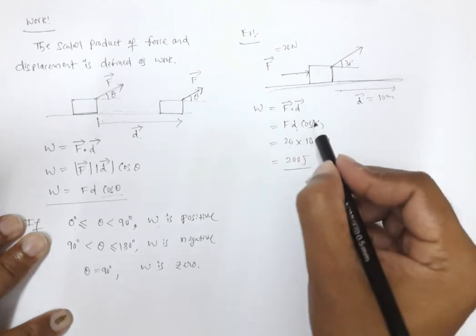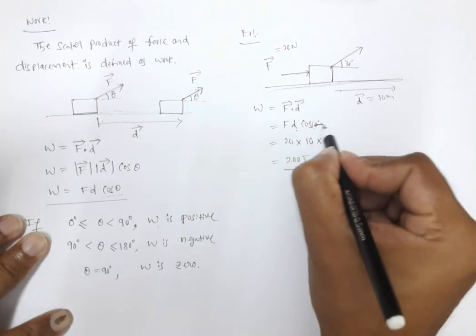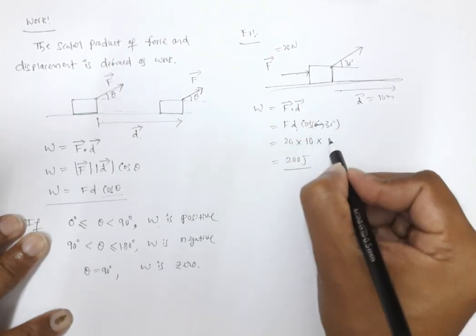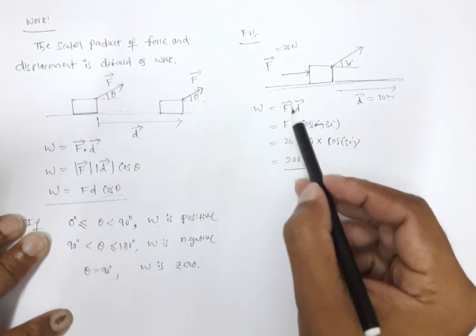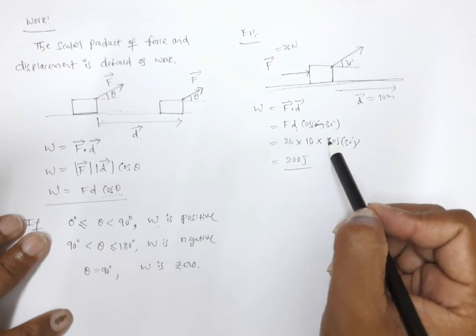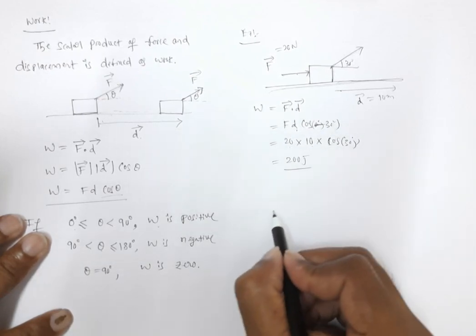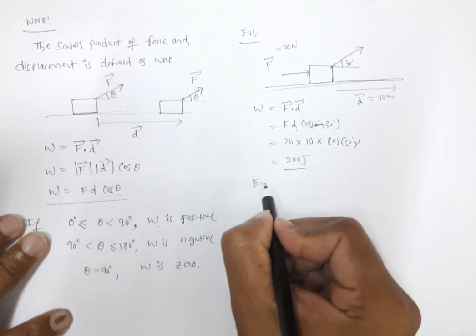In this case, what do we write? F D cos 30 degrees. So in these cases, in the first case and in this case, work done is positive only. But now let us take one example where we get a negative value.